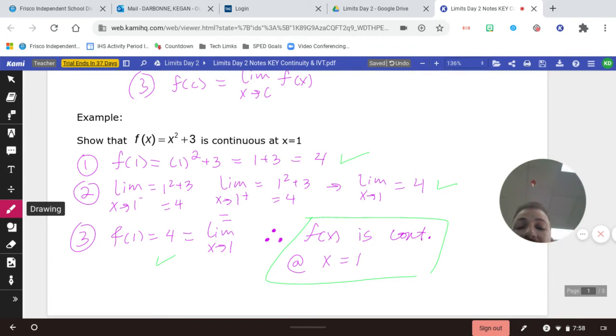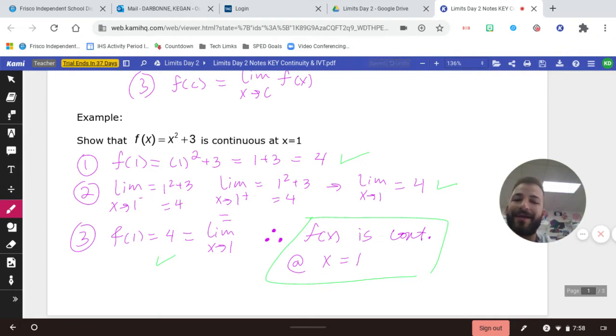Okay, now if any of these steps fail, so step 1 fails, step 2 fails, or step 3 fails, then you just go f of x is discontinuous. Also, if any of them fail, you get to stop immediately. You don't have to go through all 3 steps every time. If step 1 fails, you're done. Okay, just move on with the problem.